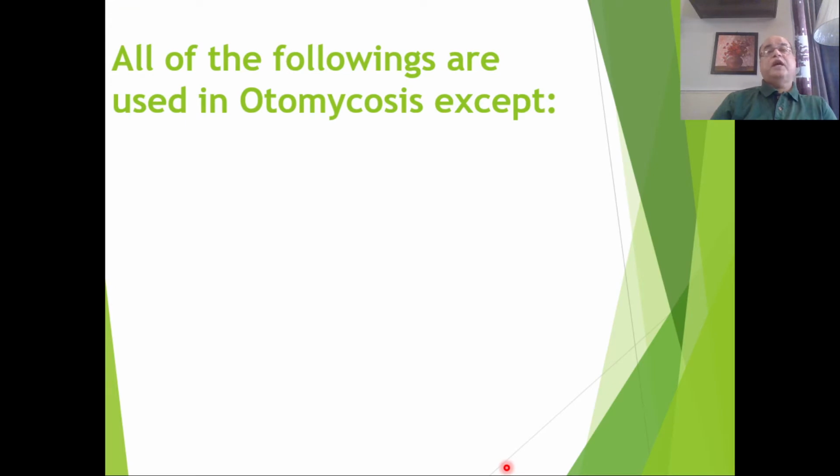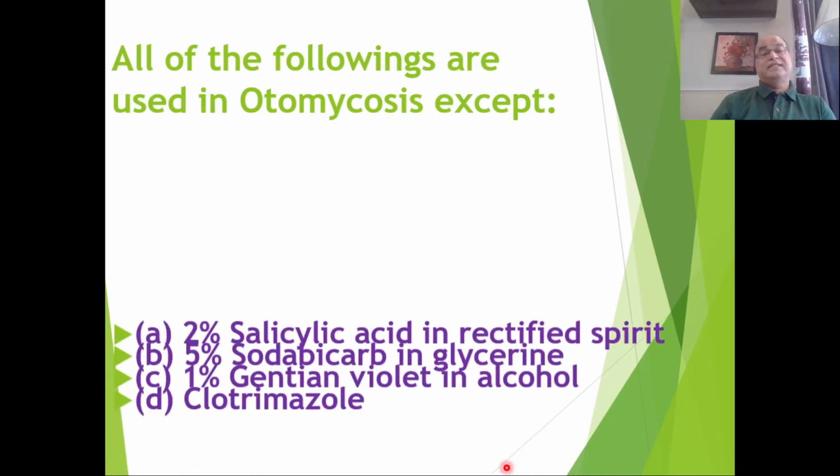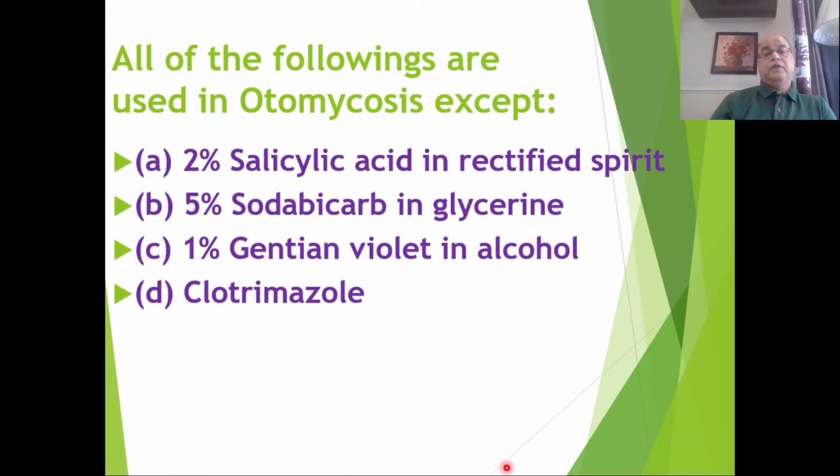All of the following are used in otomycosis except. So here if we go one by one, 2% salicylic acid and rectified spirit is a keratolytic agent which is helpful in the treatment of fungus. So this is antifungal. 1% gentian violet in alcohol, again alcohol is there, so keratolytic agent, again helpful in fungal treatment. Clotrimazole itself is an antifungal agent. So what is the odd one?